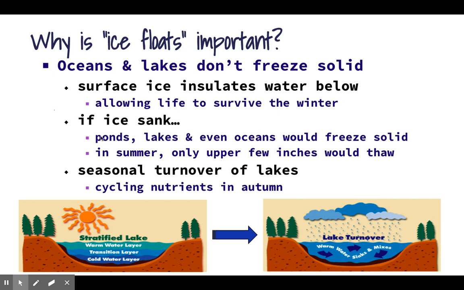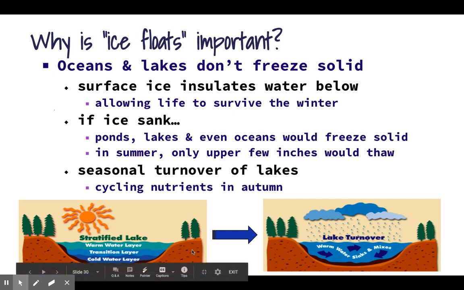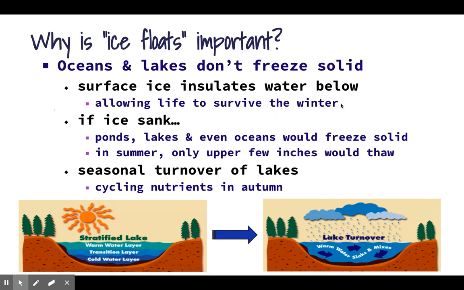Why is that? Surface ice insulates the water below, meaning that just the top few layers of water are going to freeze. Okay? It then allows for life to survive in the winter. So that means that the organisms that live in the water below become insulated from the top layer of the ice. If ice sank, ponds, lakes, and even oceans would freeze solid. And in the summer, only a few inches would thaw out.